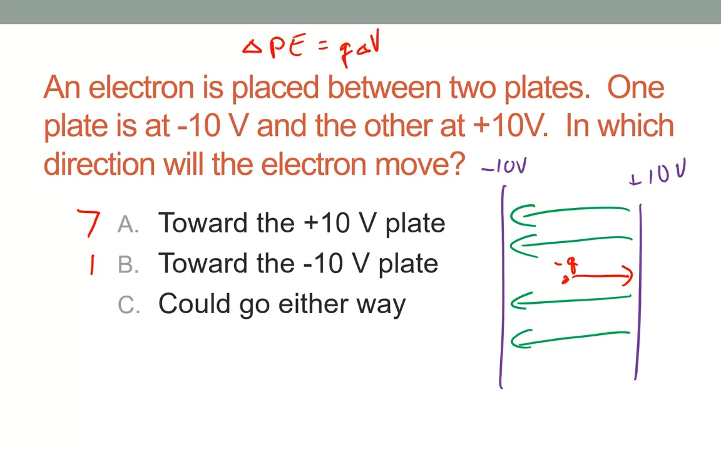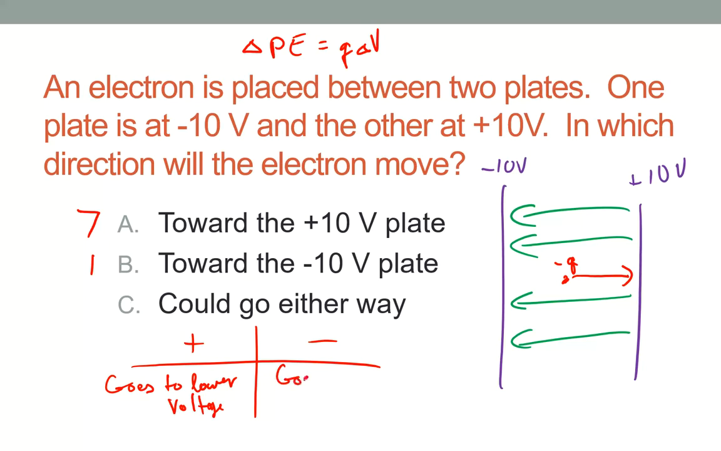Can we write this down real quick? Like a table: for a positive charge versus for a negative charge. A positive, a proton, also goes to lower voltage. Proton versus electron. I know it's not much of a table, but it's the only table we can make here. So this is helpful.